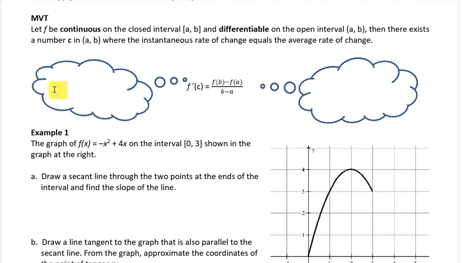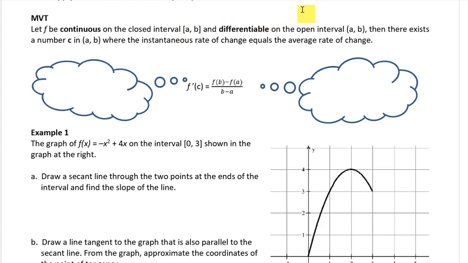So, f has to be continuous on a closed interval from a to b and differentiable on the open interval from a to b. It says then there exists a number c, so some c in that interval a to b, where the instantaneous rate of change equals the average rate of change. Okay, so basically they're saying the slope, the average rate of change, so the slope from the endpoints, is equal to the derivative at some point in between there.